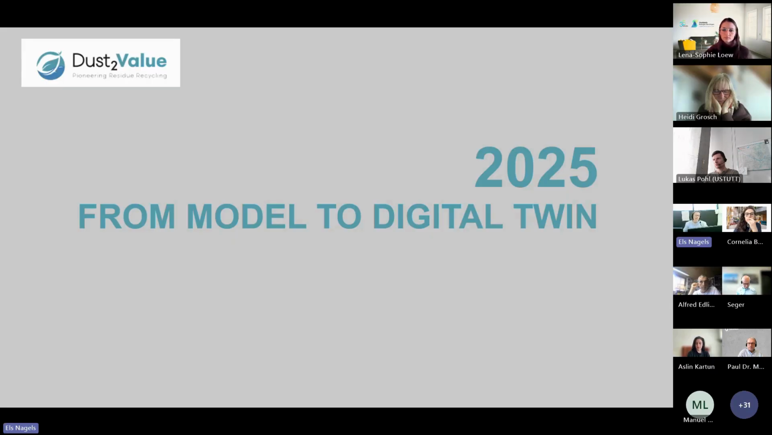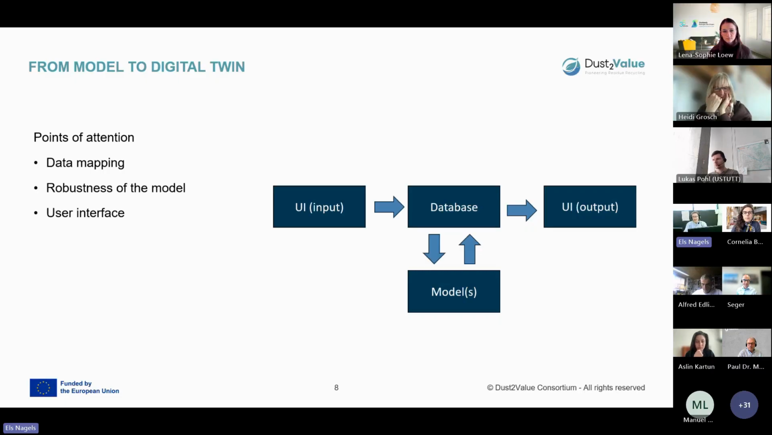I'm still talking about the model. That's not yet a digital twin. The model is the calculation engine behind the digital twin. So in 2025, we started preparing the model to be transferred into a digital twin. So what can go wrong? That's very negative. So what are the points of attention there to make that work?